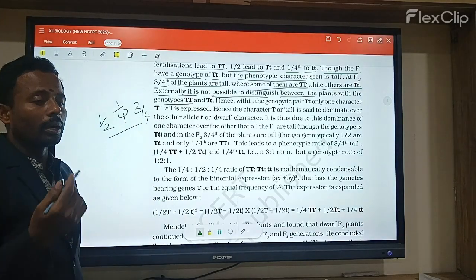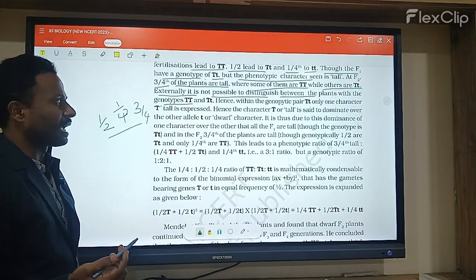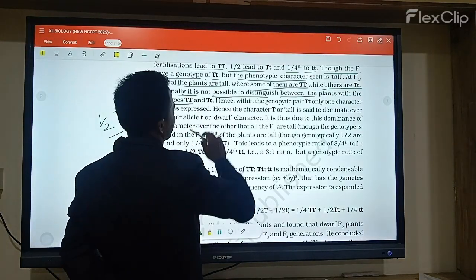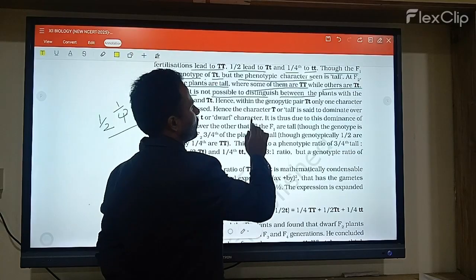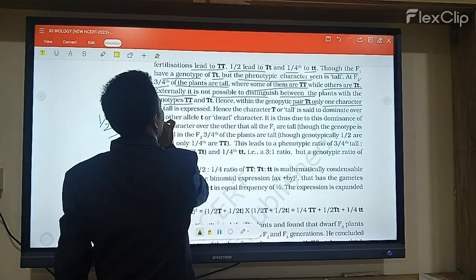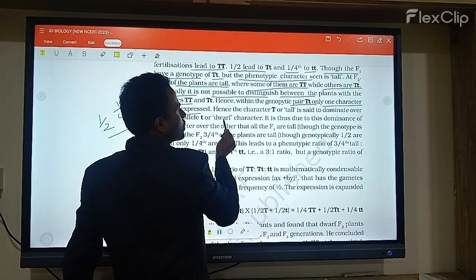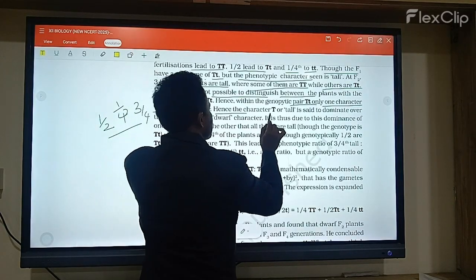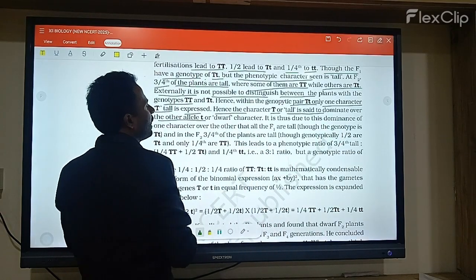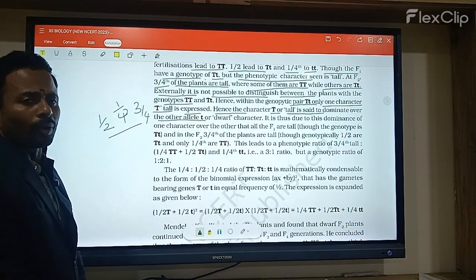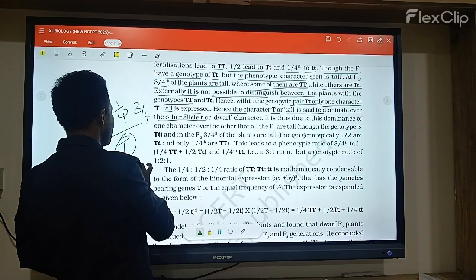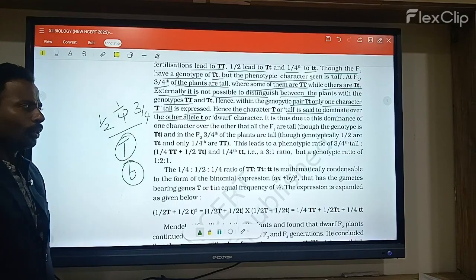So how do we identify which one is capital T and which one is small t? It is not possible to tell capital T capital T from capital T small t. Hence, within the genotype capital T small t, the capital T, tall, is expressed. So capital T, tall, is said to be dominant over its allele, small t, the dwarf character. So it is the dominant character, and the other is the recessive character.